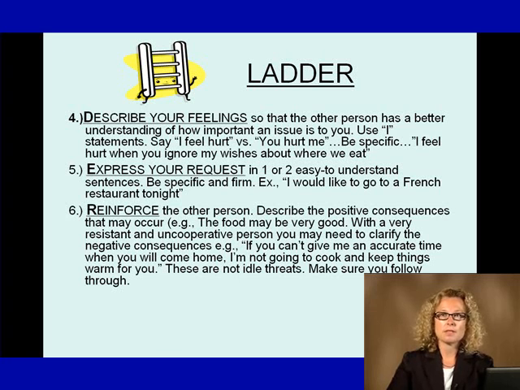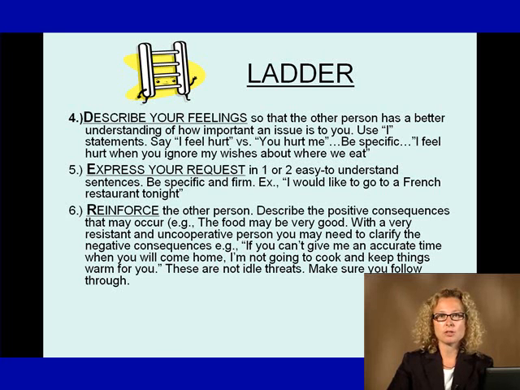We also work on the skill of being able to express a specific request in an assertive way. For example, by saying, "I would like to go to a French restaurant tonight." Positively reinforcing the other person can be a helpful skill to work on as well. You may want to highlight the benefits of mutually respectful listening by reminding the person of how the outcome of an interaction has gone well.